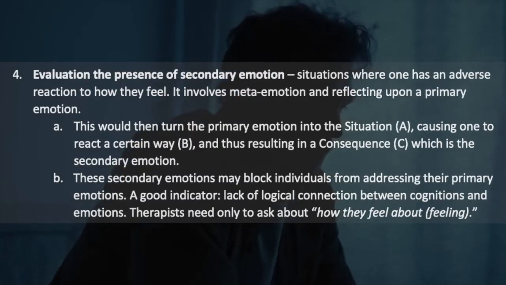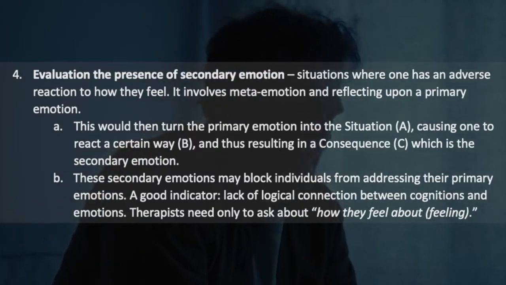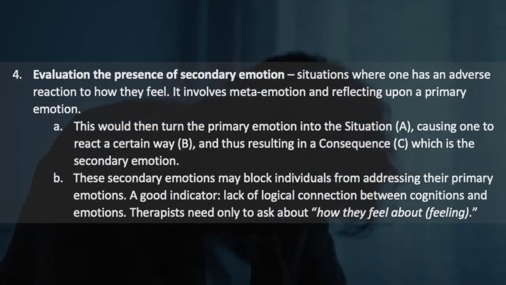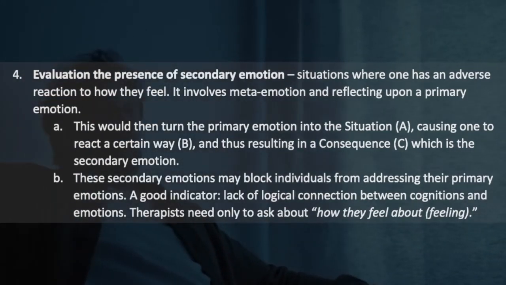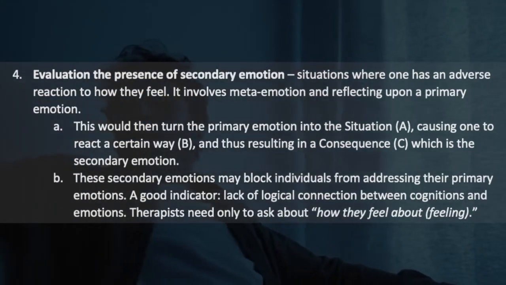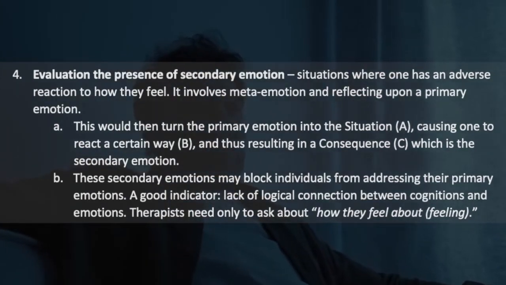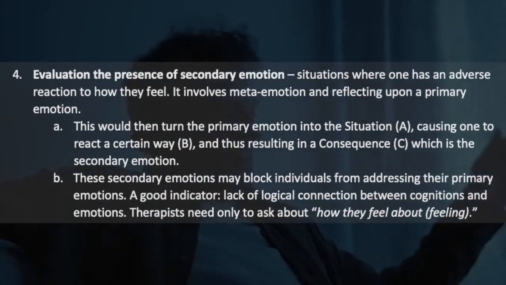So step 4 is to evaluate the presence of secondary emotions. These include situations where individuals have an adverse reaction to how they feel. It involves meta-emotion and reflecting upon a primary emotion. This would then turn the primary emotion into A, which is the situation, that causes one to react in a certain way, B, and thus as a consequence producing the secondary emotion.